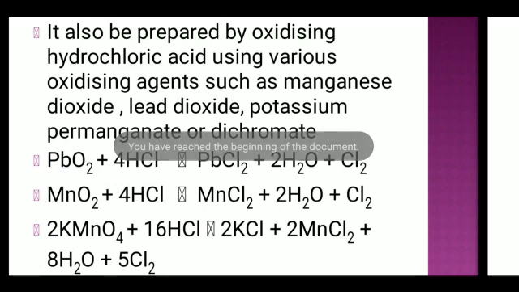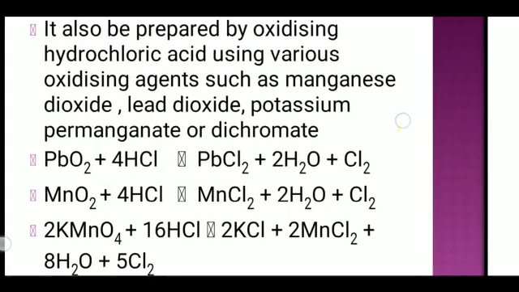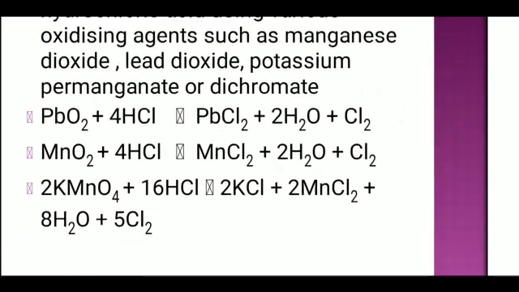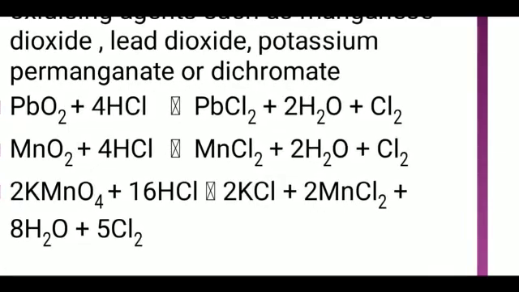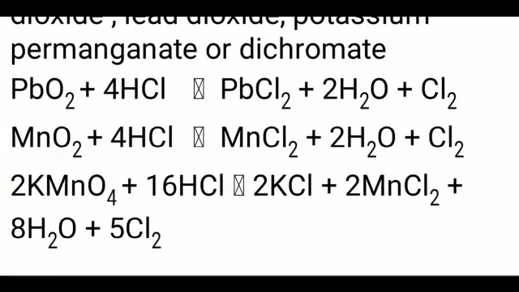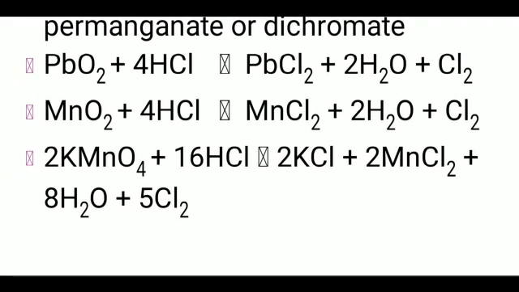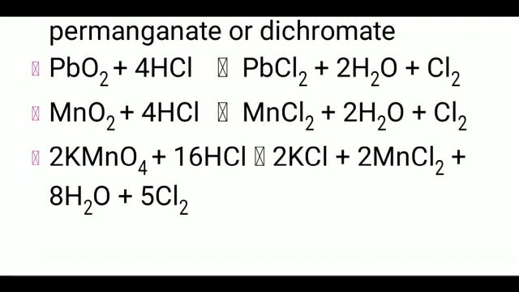Now we move to the chemical reactions. First we see PbO2, lead dioxide. PbO2 plus 4HCl gives us PbCl2 plus 2H2O plus Cl2. There is a liberation of chlorine, Cl2. Then MnO2, manganese dioxide. MnO2 plus 4HCl gives us MnCl2 plus 2H2O plus Cl2.